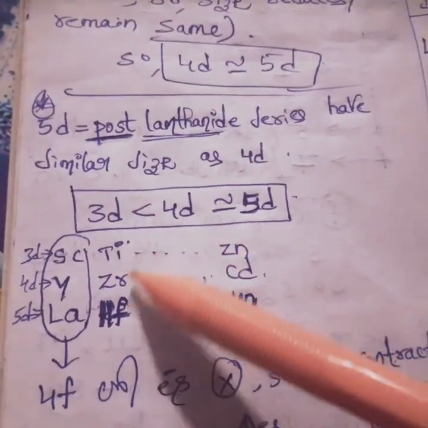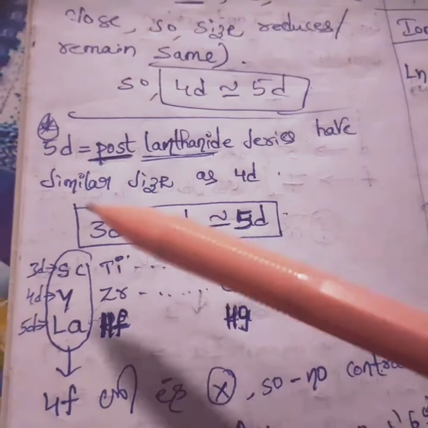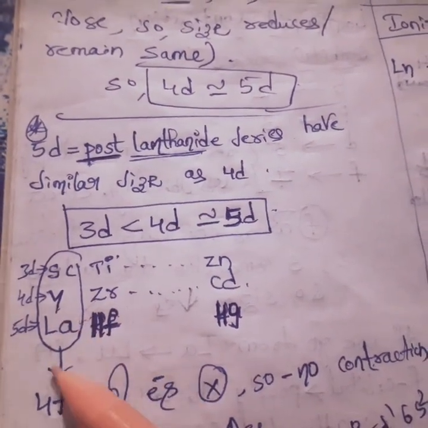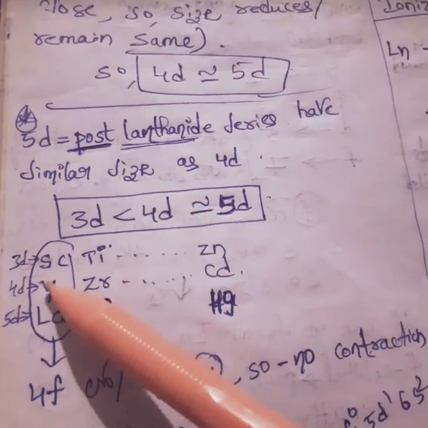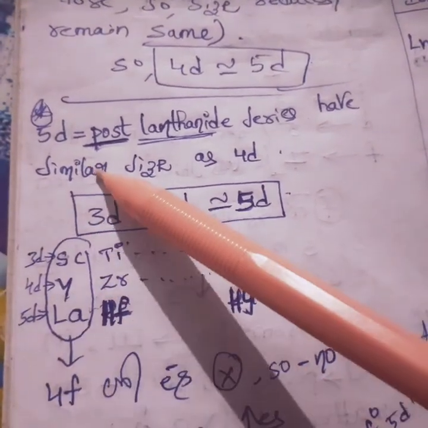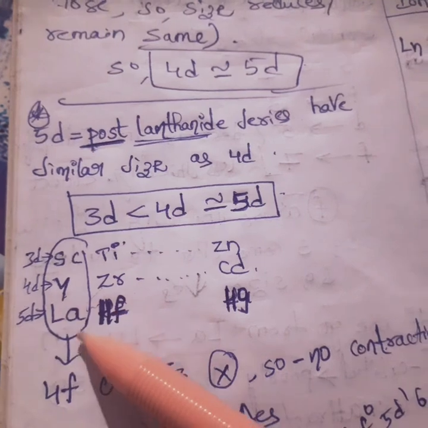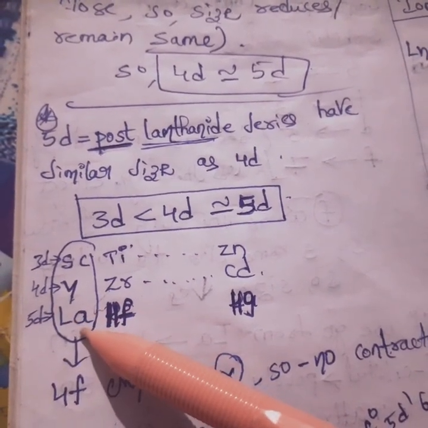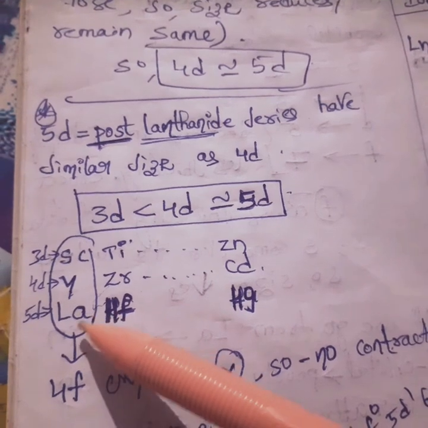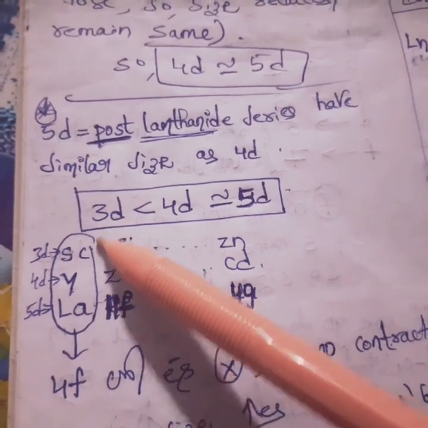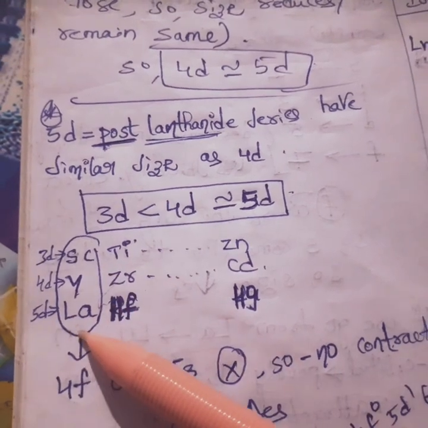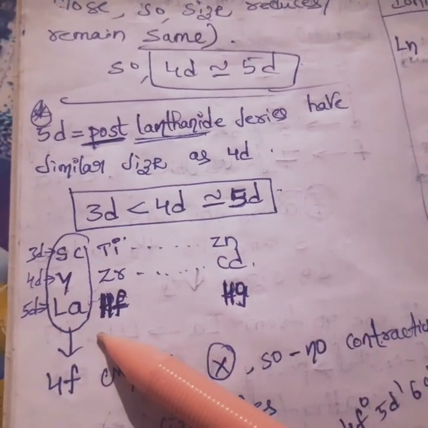This is very important, friends. See, this is scandium, ytterbium and lanthanum. From 3D to 4D and 4D to 5D. According to our rule, what size should increase down the group? From scandium to ytterbium, size increases. From ytterbium to lanthanum, also size increases.